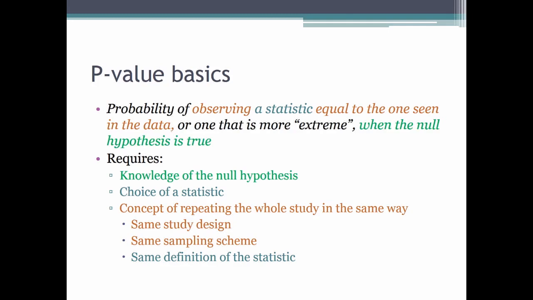And then, of course, the third element that I want to highlight here, and I've highlighted this in green, is when the null hypothesis is true. So of course, you have to know what your null hypothesis is. Again, this seems very straightforward and something that you probably all understand very well. But if you have a very complicated workflow going on, sometimes it is a little bit difficult to figure out where your null hypothesis really should be.